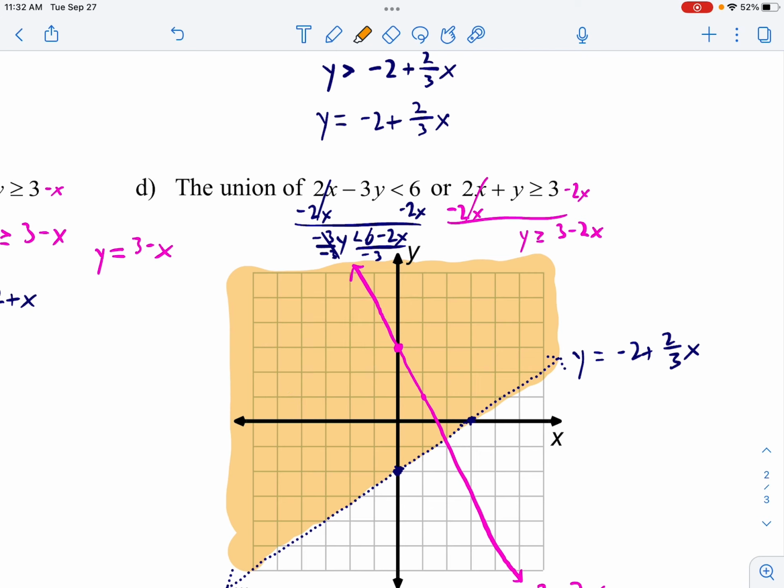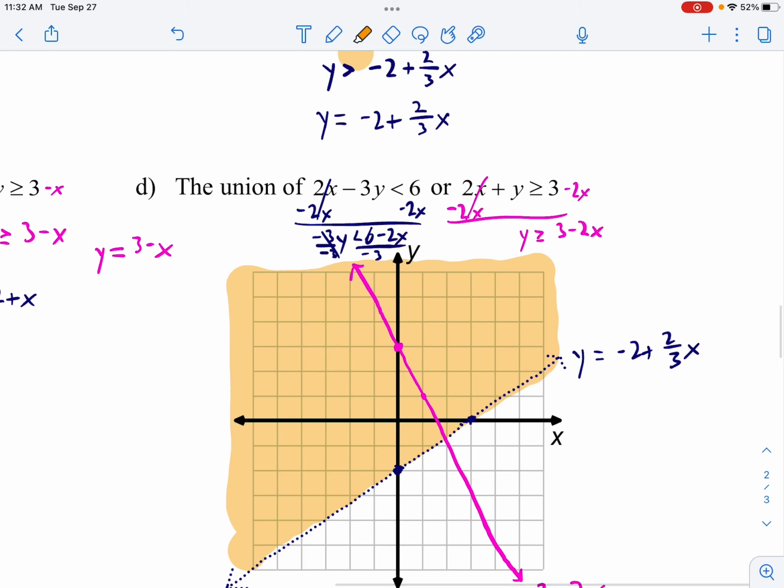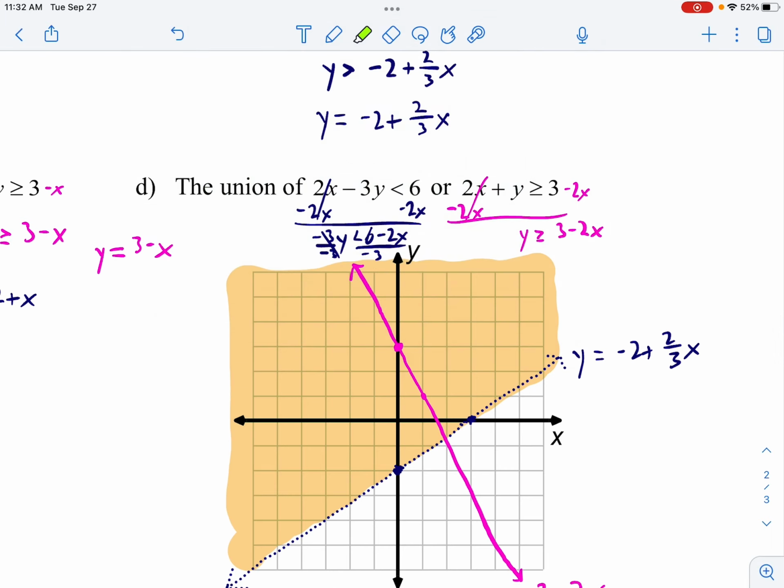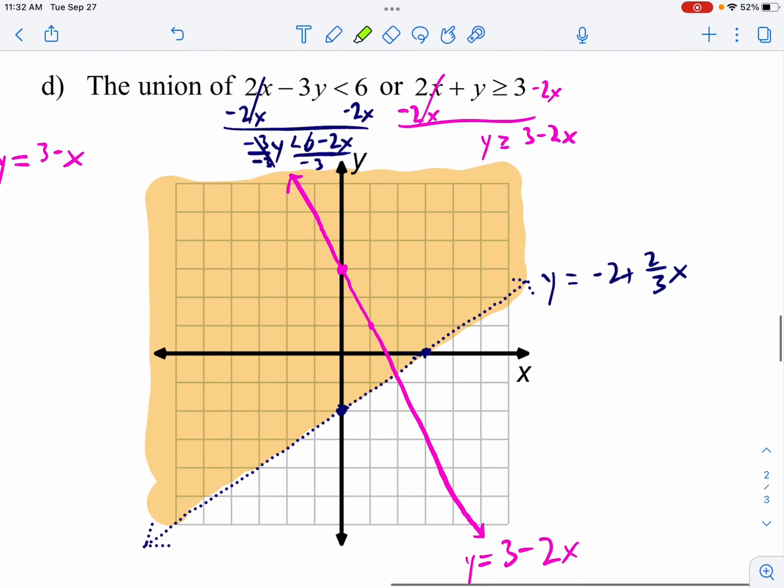All right. And then for the pink, let's use green highlighter, right? We have y is greater than or equal to 3 minus 2x. This pink line is the line where y equals 3 minus 2x, but we need y to be greater than that line, than this. So we're going to shade above that line, okay?